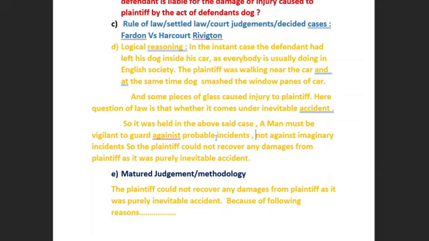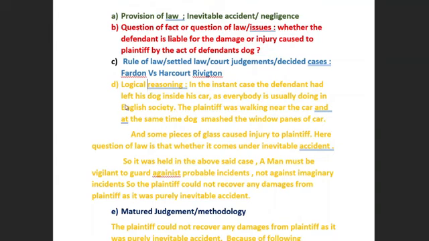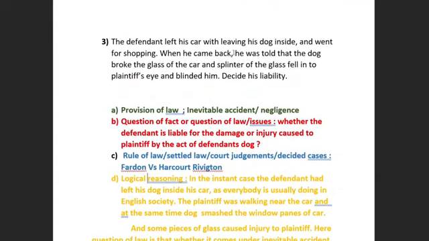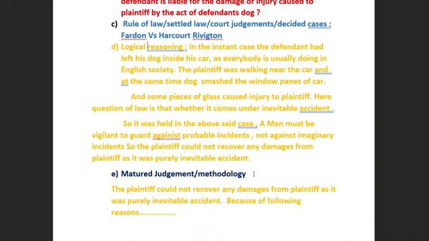That means here a man must be vigilant to guard against the probable incidents, but this is not a probable incident. So he cannot be liable for the imaginary incident. So what happened in this case? Nobody can predict that the dog will cause this sort of thing. The dog broke the window panes of the car, and at the same time the plaintiff was walking near the car, and the glass fell into his eyes and blinded him. So this principle was adopted in the case of Forden versus Harcourt Rivington.